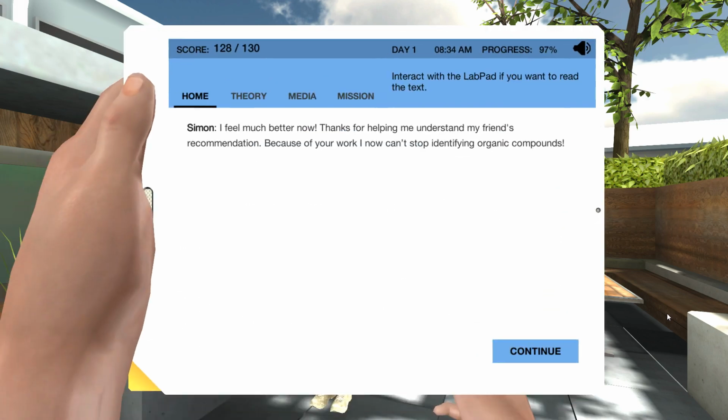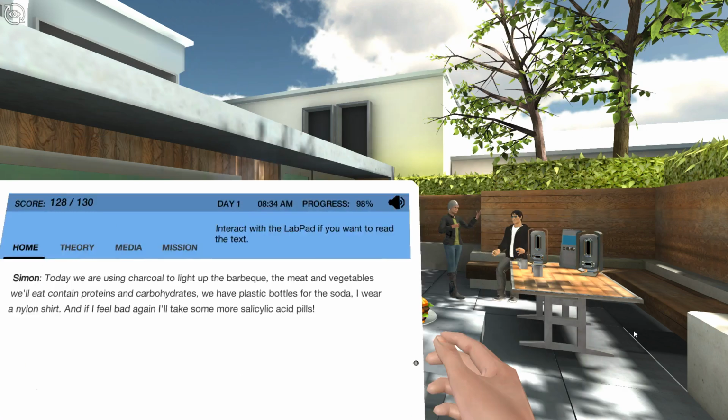I feel much better now. Thanks for helping me understand my friend's recommendation. Because of your work, I now can stop identifying organic compounds. Today we are using charcoal to light up the barbecue.